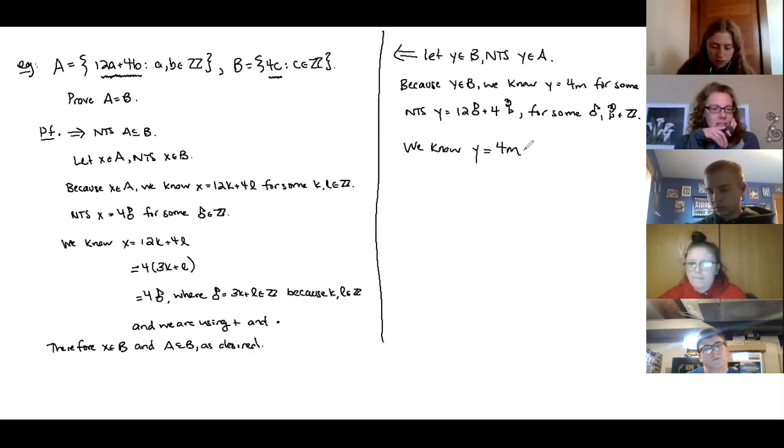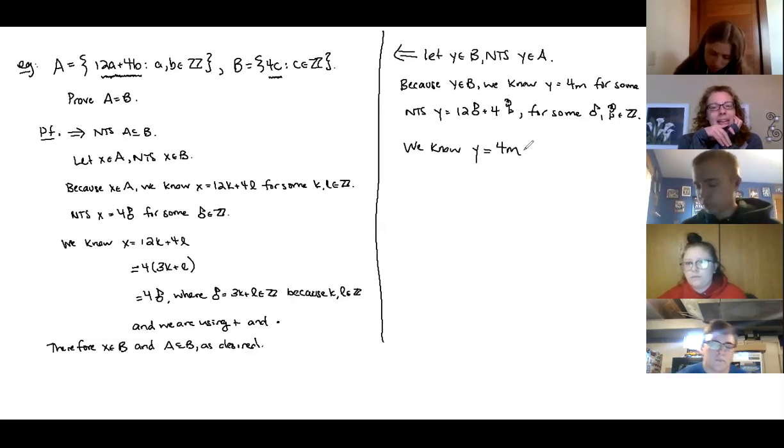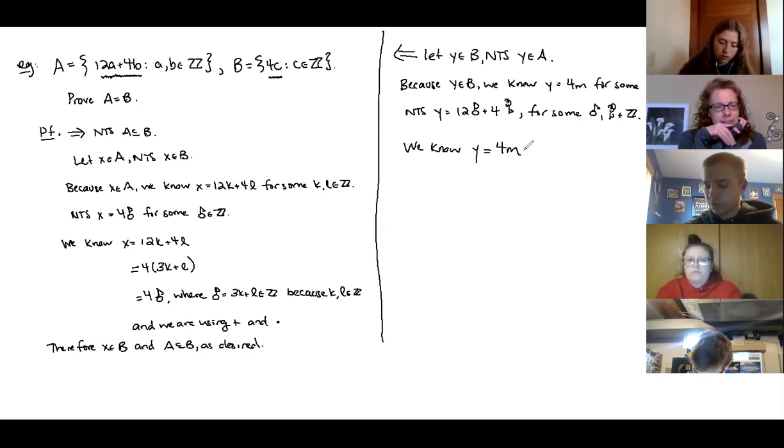Any suggestions? Normally I would make you do this one in groups. Any suggestions for how I can make that look like 12 times something plus 4 times something? This is the tricky part of the proof. If I were making you do this in groups, hopefully you would be able to figure it out. Any suggestions? This is where Zoom is not great, sorry.